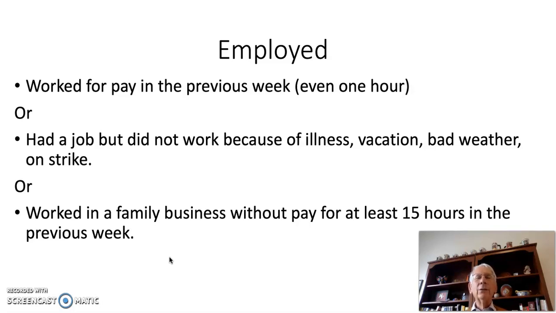Now, what happens if you have a job where you work on commission? Real estate agents try and sell houses, and their pay is based on the number of houses that they sell. So if they don't sell any houses, they don't get any pay. Same thing with an automobile salesperson. The result is, in this definition, since both these people are trying to earn money, they're still considered employed.